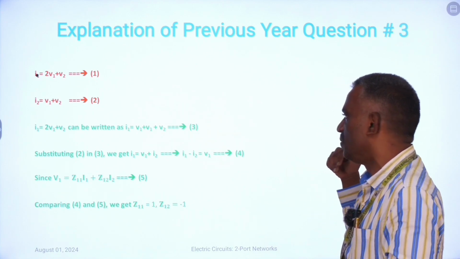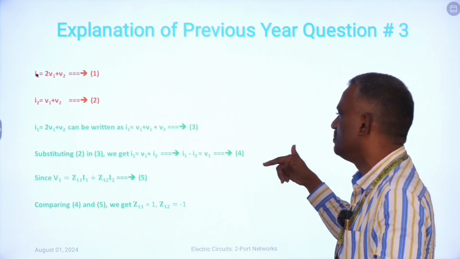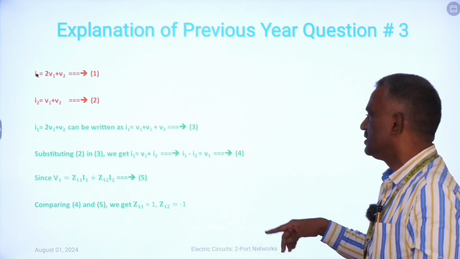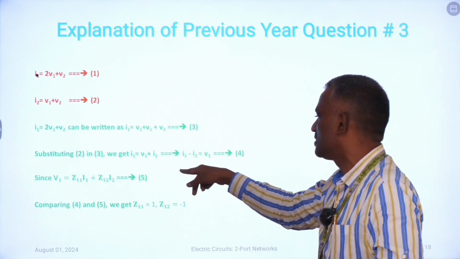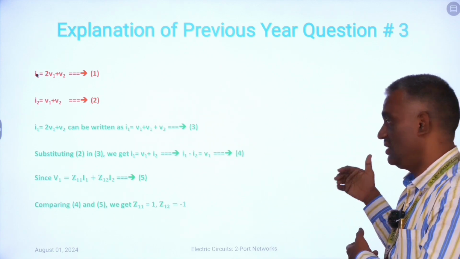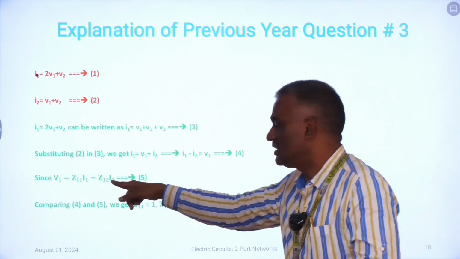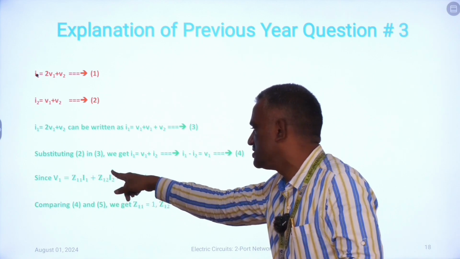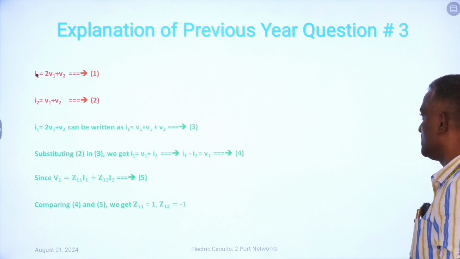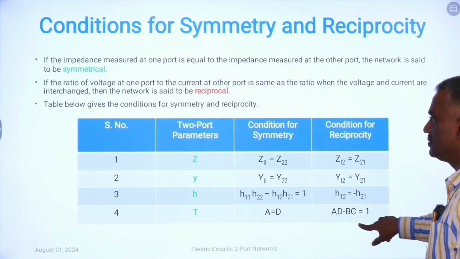Next, I'm going to substitute equation 2 in 3. Why am I substituting 2 in 3? Equation 2 is nothing but I2 is equal to V1 plus V2. So in place of V1 plus V2, I'm going to substitute I2. Taking I2 to that side, I'll be getting I1 minus I2 is equal to V1. What about the equations that we had seen in the Z parameters? That is nothing but V1 is equal to Z11 I1 plus Z12 I2.